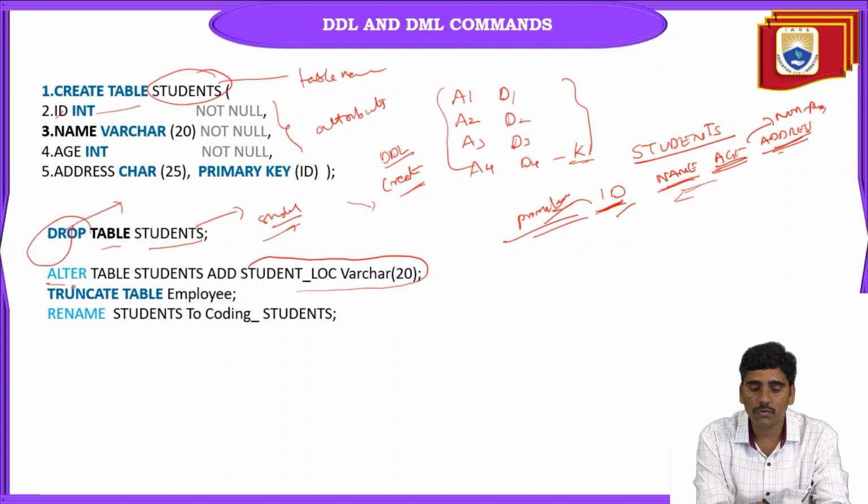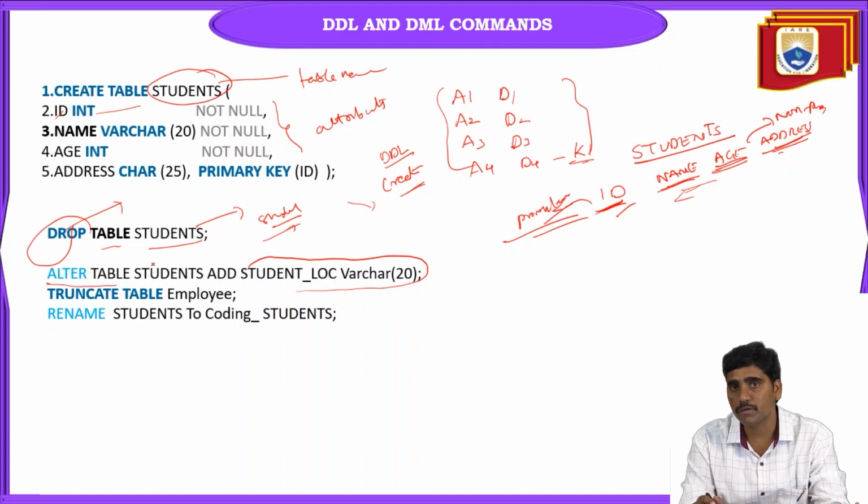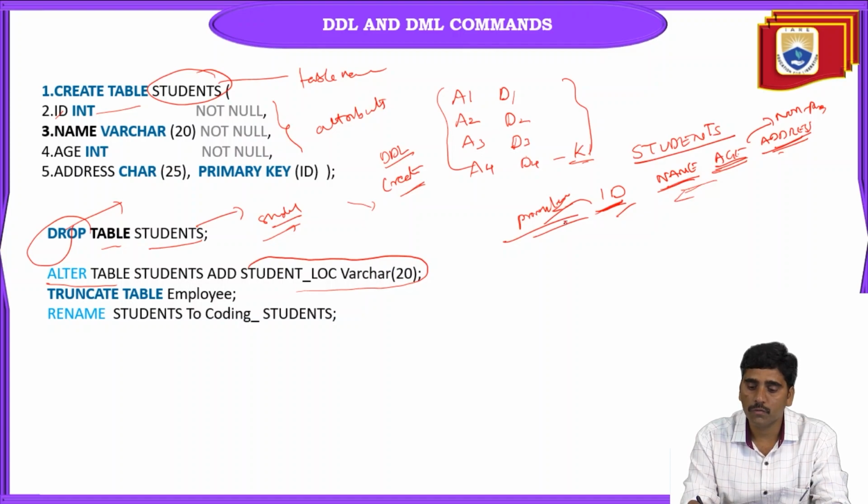So this is how we modify the structure of a table. Now ID is there, name is there, age is there, address is there. But I want to add one more column called location. So the location is varchar and this location is added in this table. So that means the structure of the table is modified by adding one more column, location.